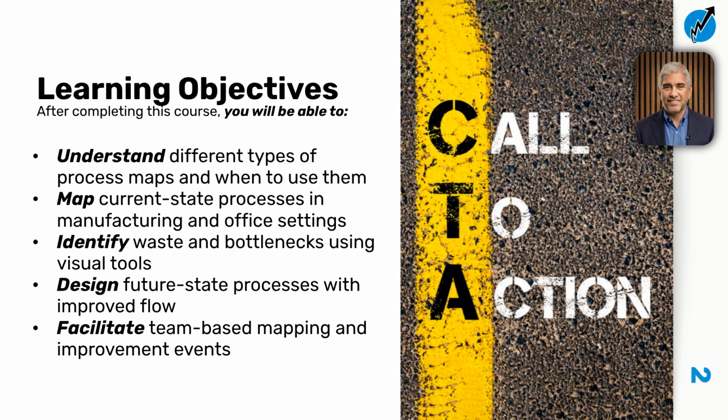Map current state processes in manufacturing and office settings. This means you'll be able to go into a real process and accurately document how work actually gets done, not how we think it works. Identify waste and bottlenecks using visual tools.